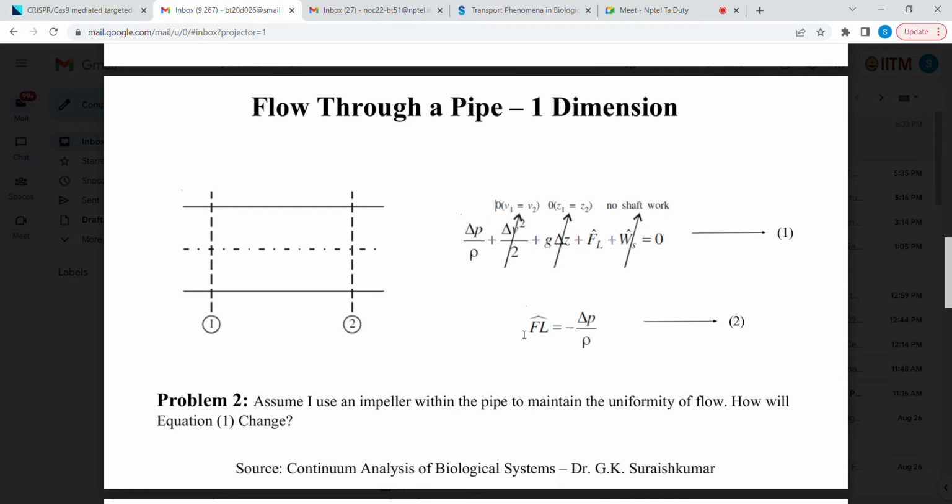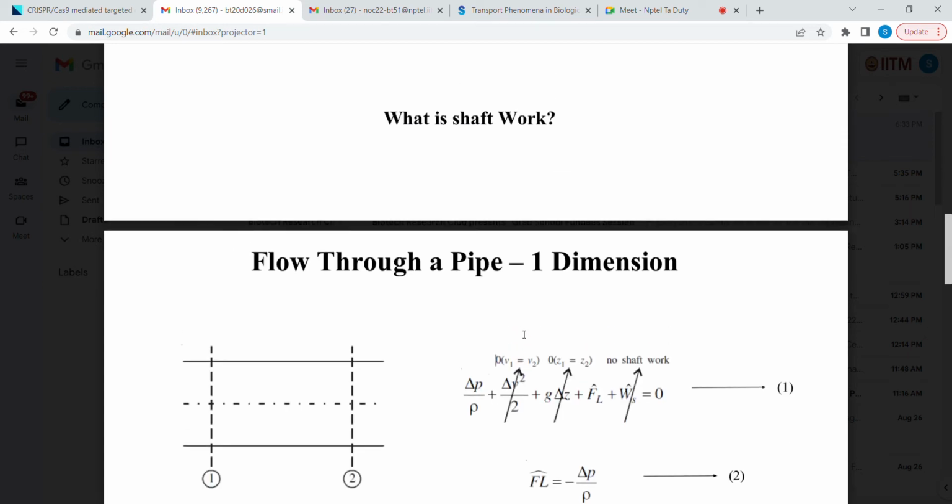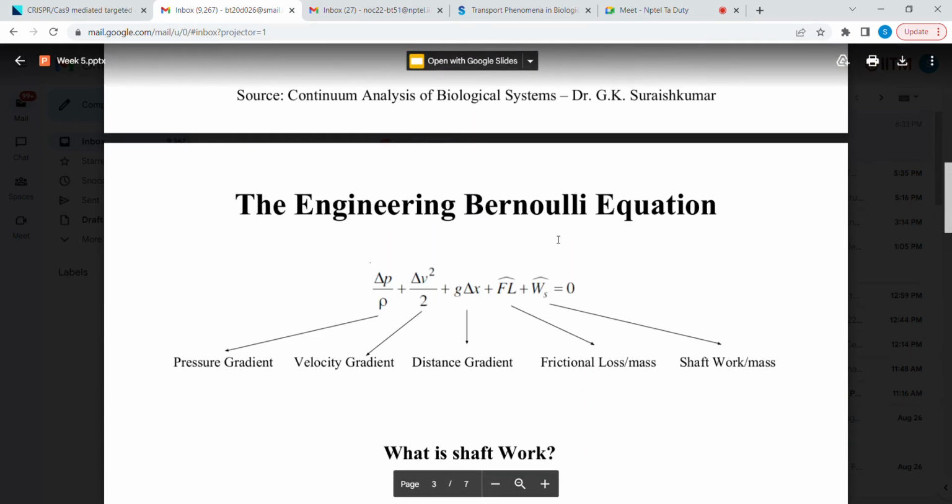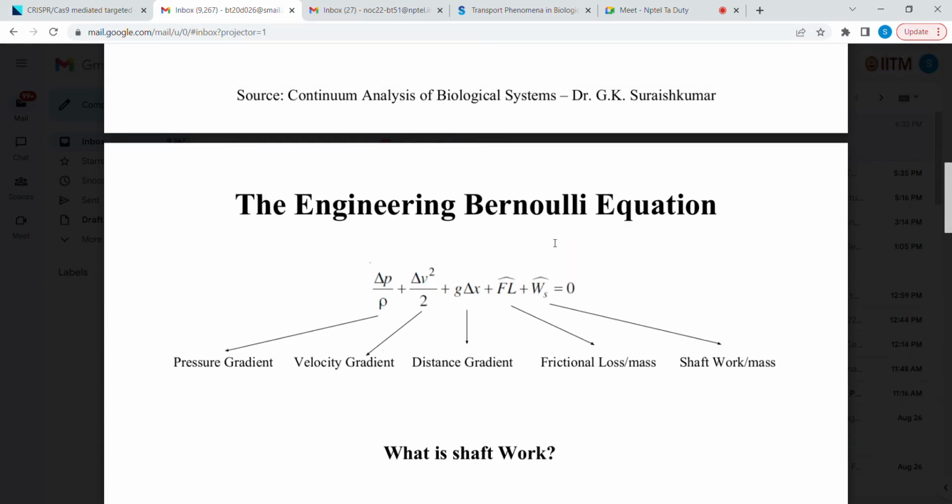While you think about it in the background, I will give you some background on the engineering Bernoulli equation itself. Many of you should have come across Bernoulli's equation in high school. I mugged it up. I didn't understand it then, but now I understand that.